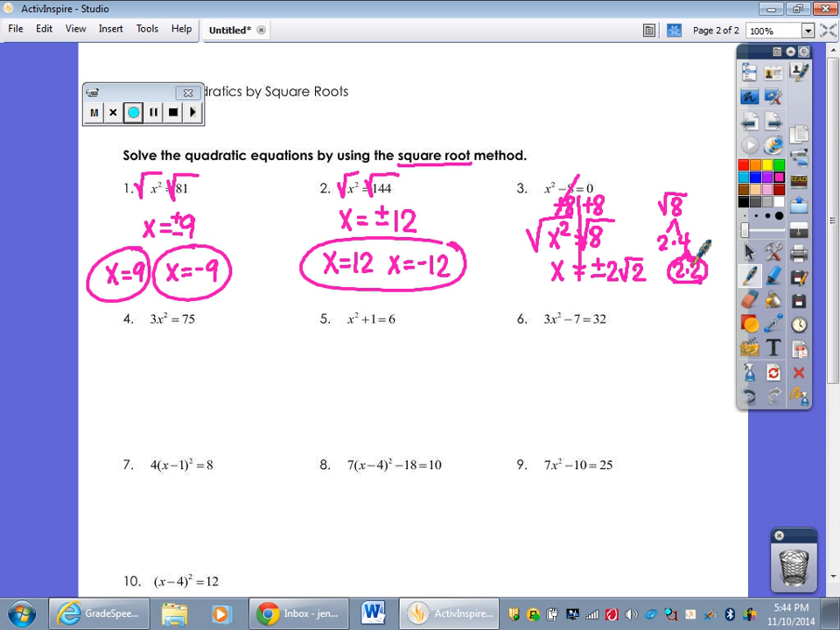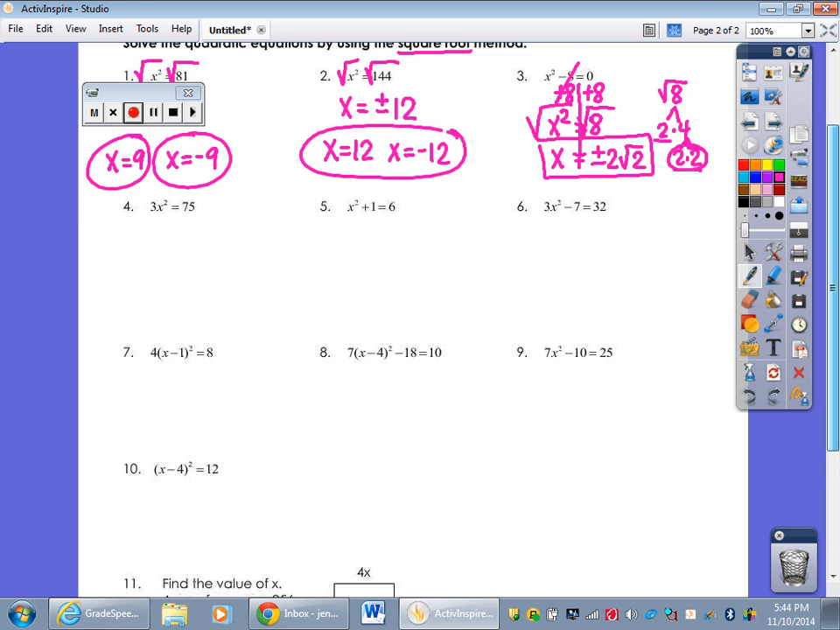Here's a couple that comes out, and we've got a 2 left over. So this would be plus or minus 2 radical 2. We will not give decimals as answers, so you will need to simplify your radicals.